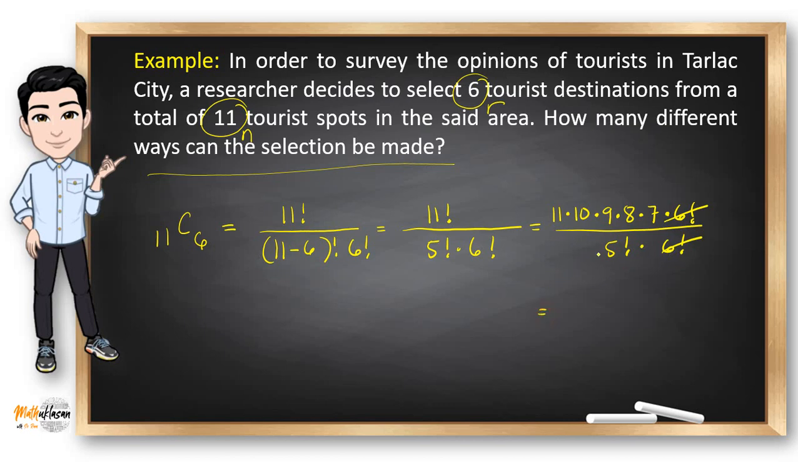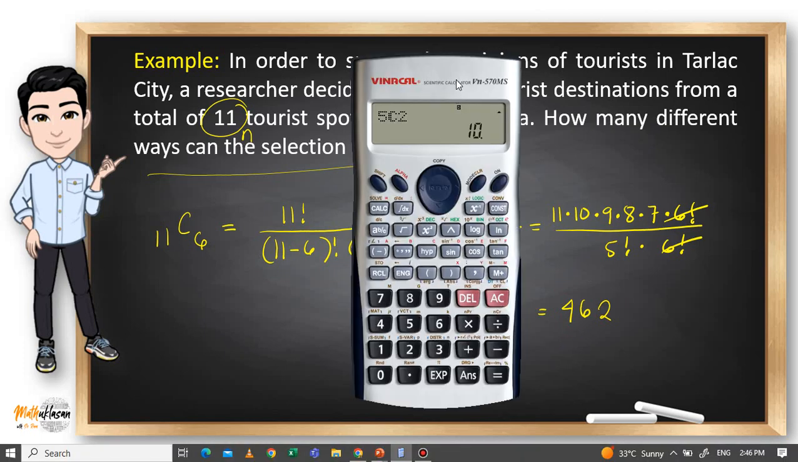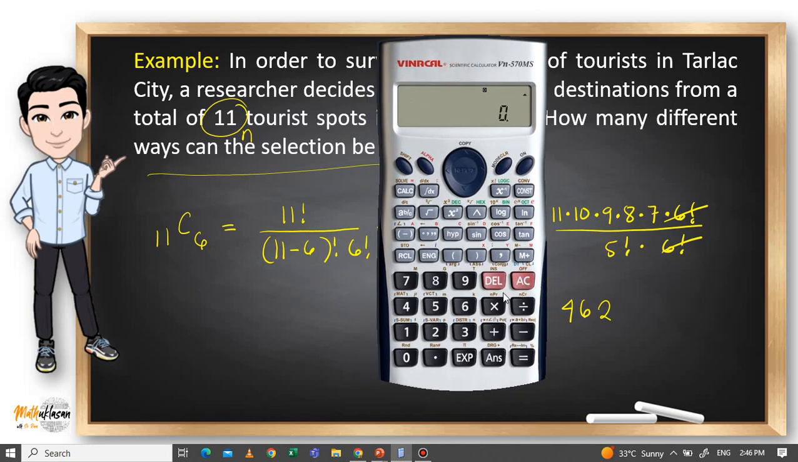So using your calculator, we'll have 462. Now, you can also choose to enter the values in a calculator. So this is just 11C2. Or I think I got the wrong keys there. 11C6. It's not 2. Okay, so the answer is equal to 462.